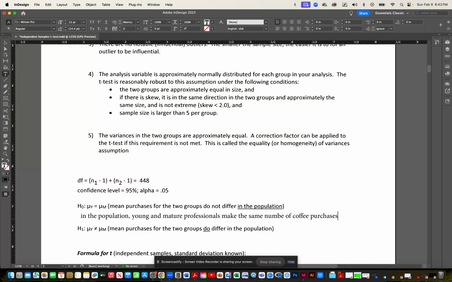And then our alternative would be that they differ, so we have that inequality sign. All right, in the next video, let's continue with the formula for t.